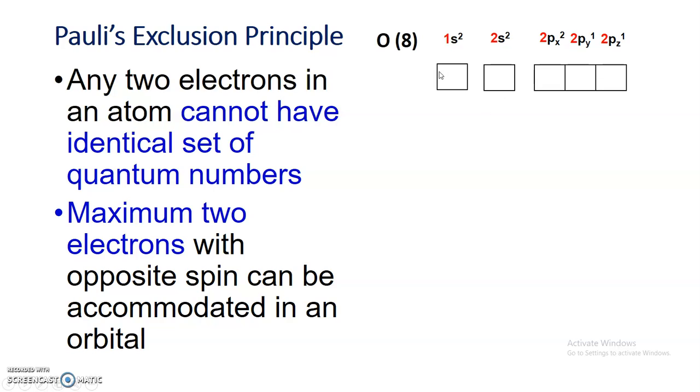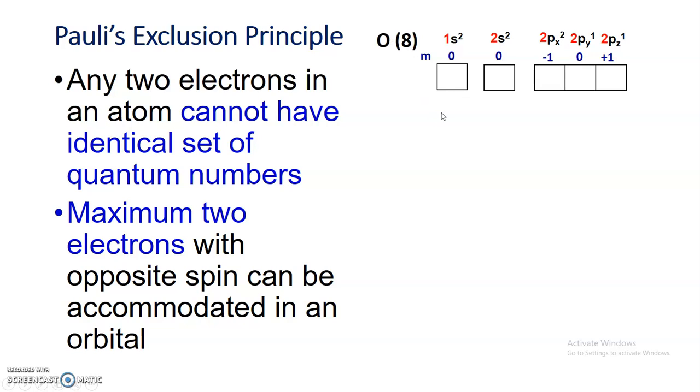So these are the orbitals. This is the 1s orbital, this is the 2s orbital, and these are the three p orbitals, px, py, pz. Now the value of the magnetic quantum number m for these orbitals: for the 1s orbital m is equal to 0, for the 2s orbital also m is equal to 0, and for the 2px, 2py and 2pz orbitals the value of m is -1, 0, +1.